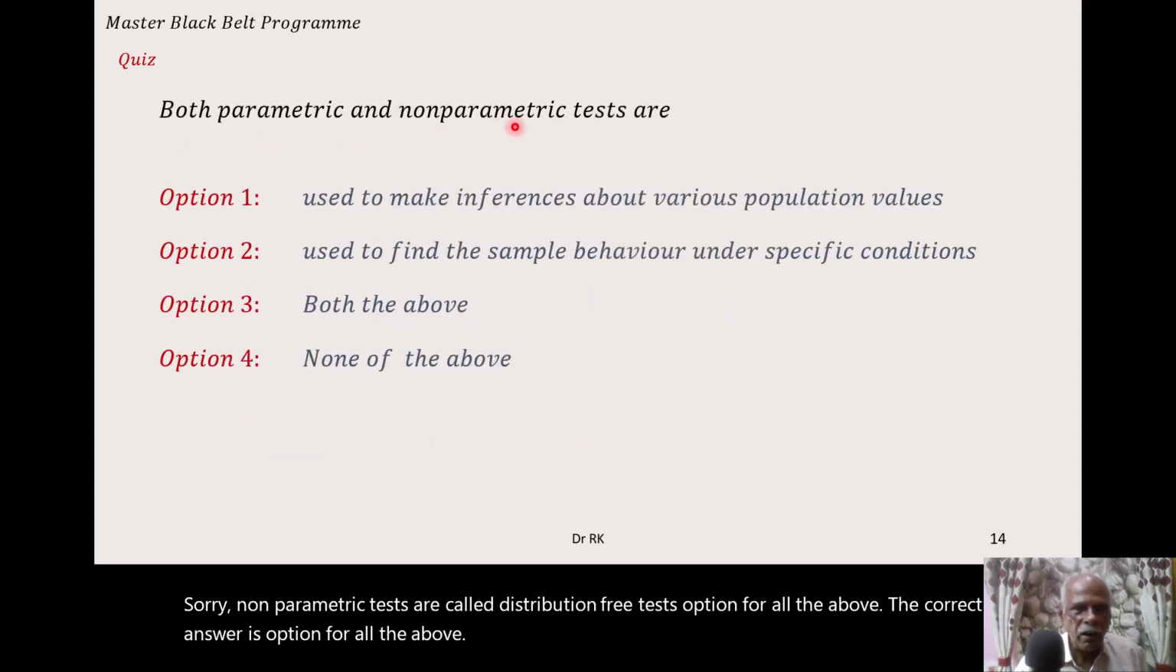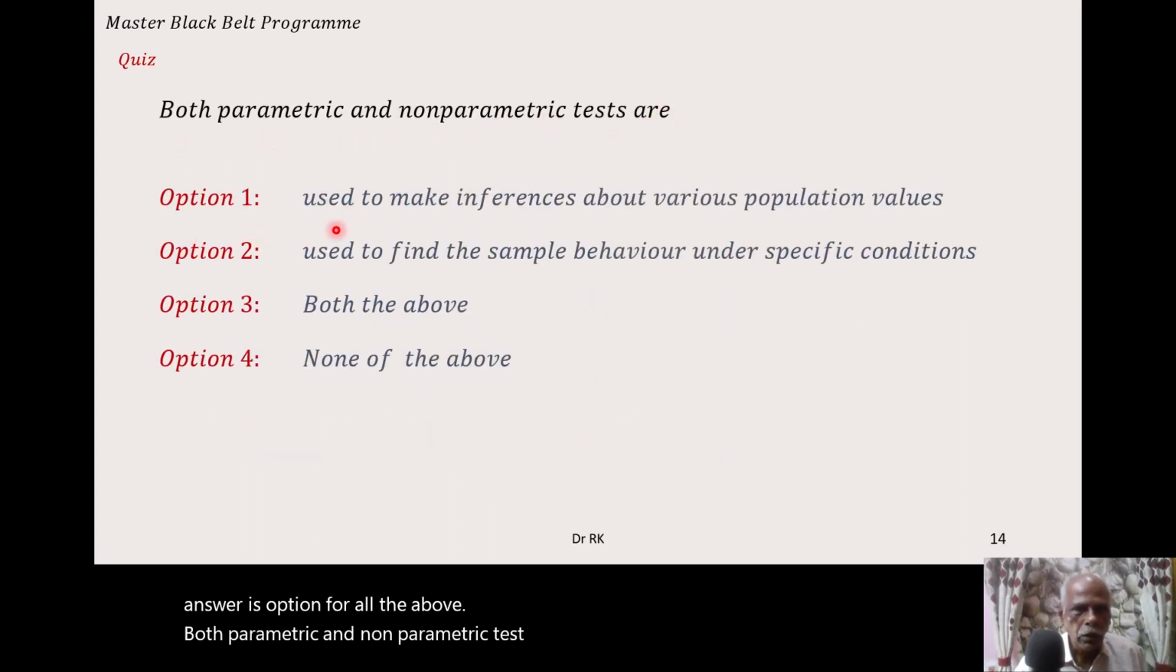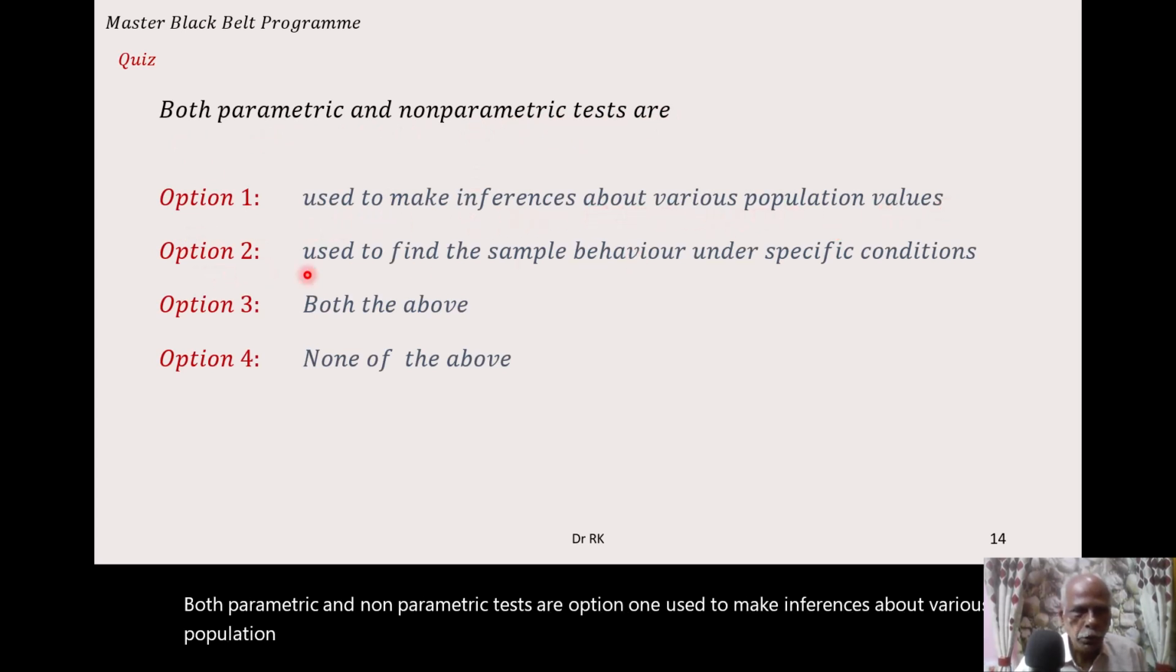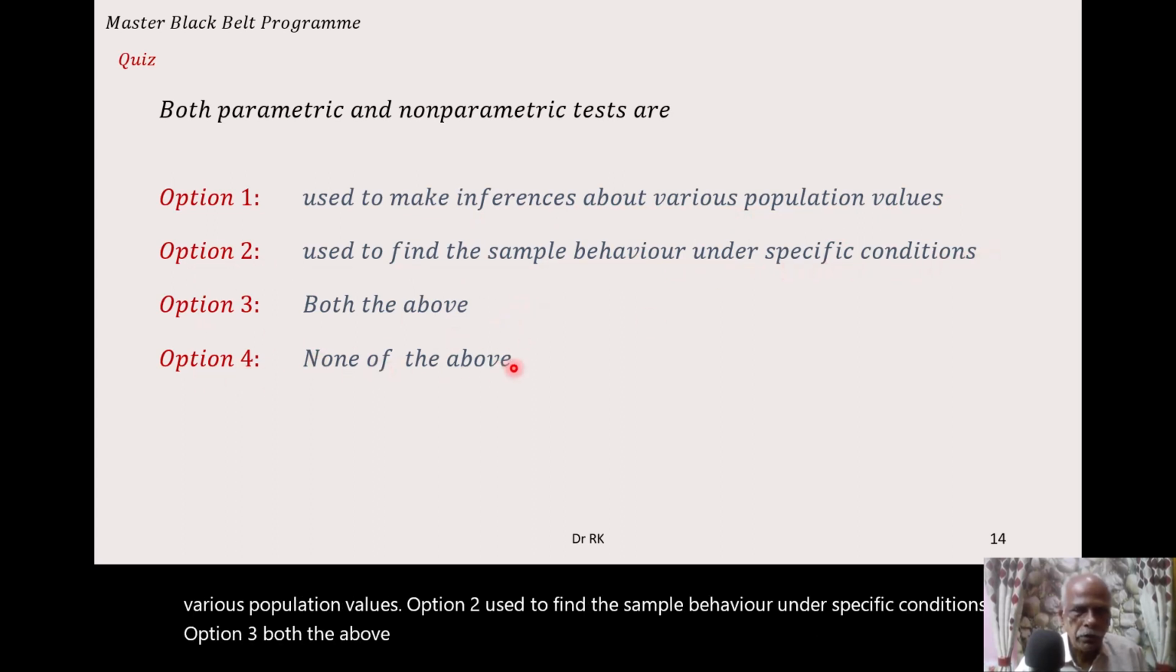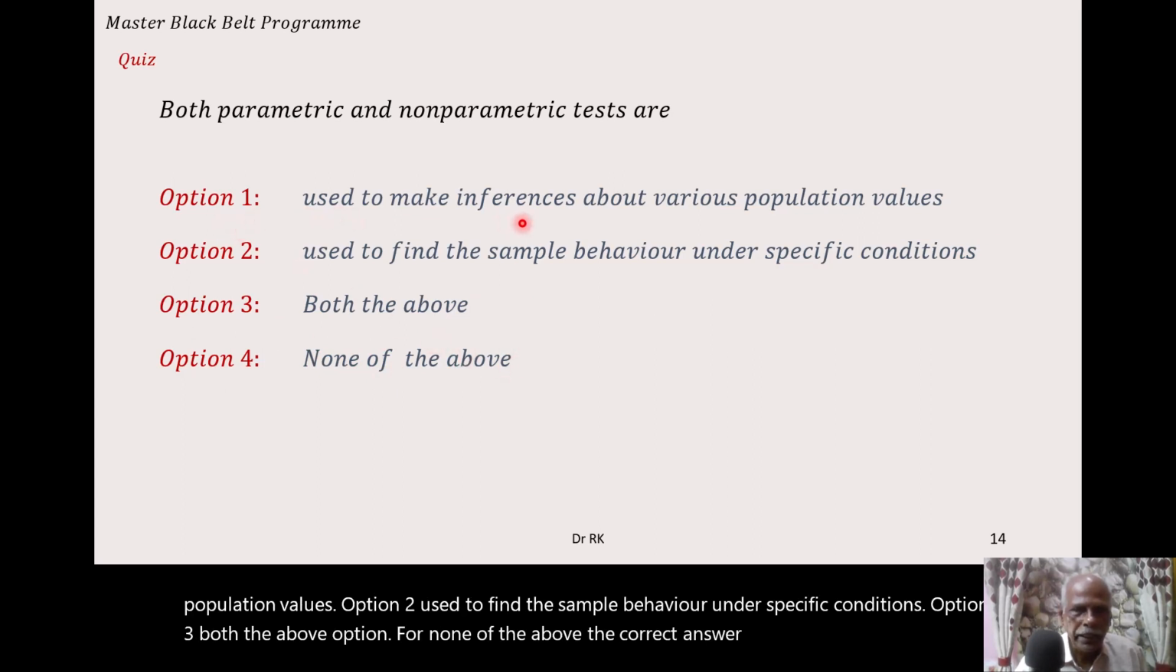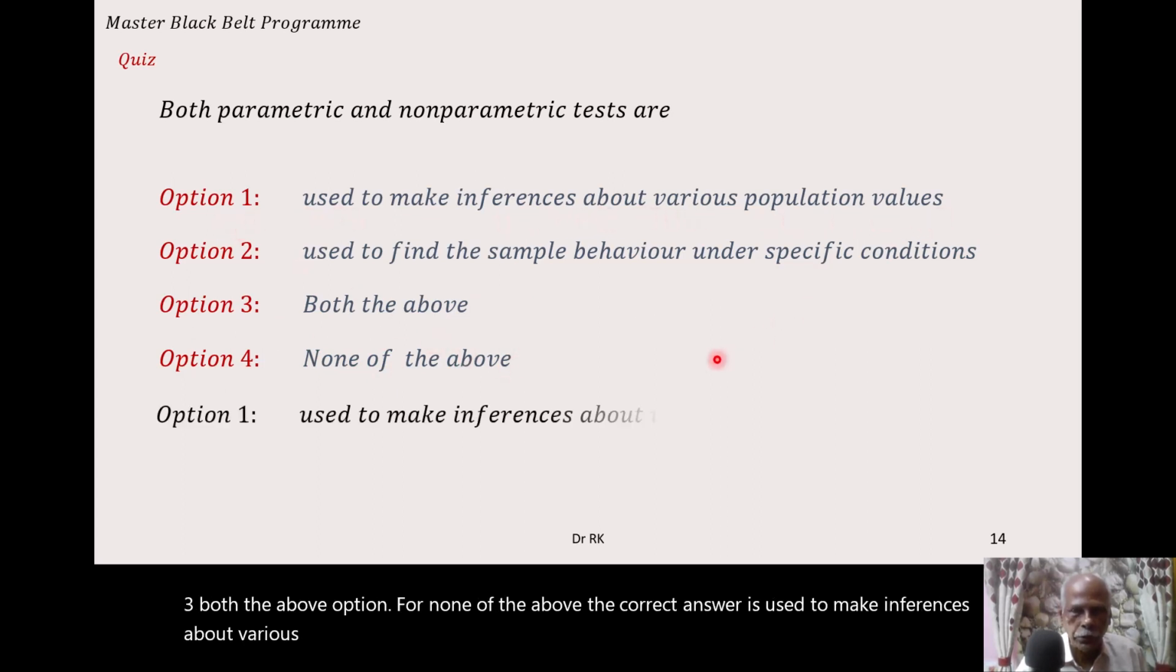Both parametric and non-parametric tests are, option 1, used to make inferences about various population values. Option 2, used to find the sample behavior under specific conditions. Option 3, both the above. Option 4, none of the above. The correct answer is used to make inferences about various population values.